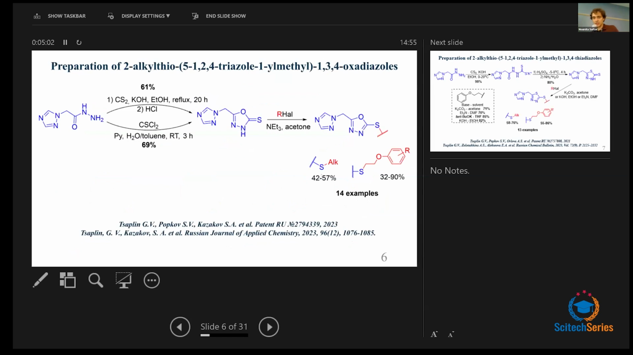One of the first works was devoted to the synthesis of oxadiazole by condensation of this hydrazide at the left side of slide, with carbon disulfide in the presence of base. After this reaction we can obtain oxadiazole and then after the alkylation in the presence of triethylamine and acetone we obtain 14 examples of this compound, which contains three main parts.